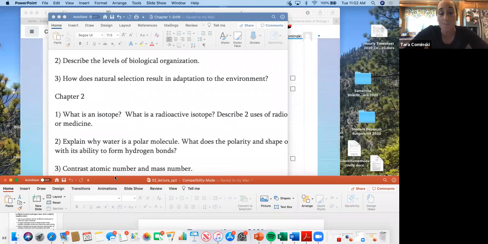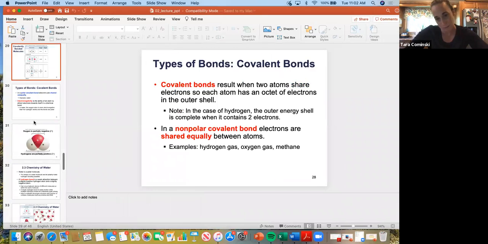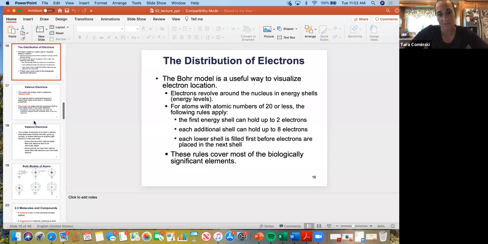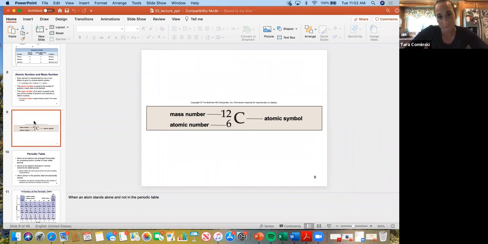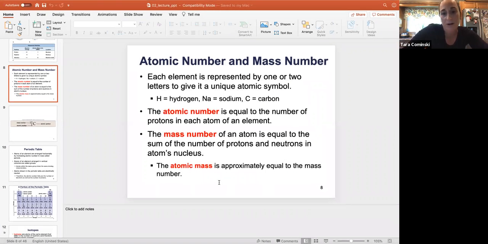Contrast atomic number and mass number. That's a super basic question. We go back to the beginning of the lecture. Atomic number is equal to the number of protons in an atom, and the mass number is the number of protons and neutrons. How come electrons aren't part of this? We don't add the mass of the electrons.